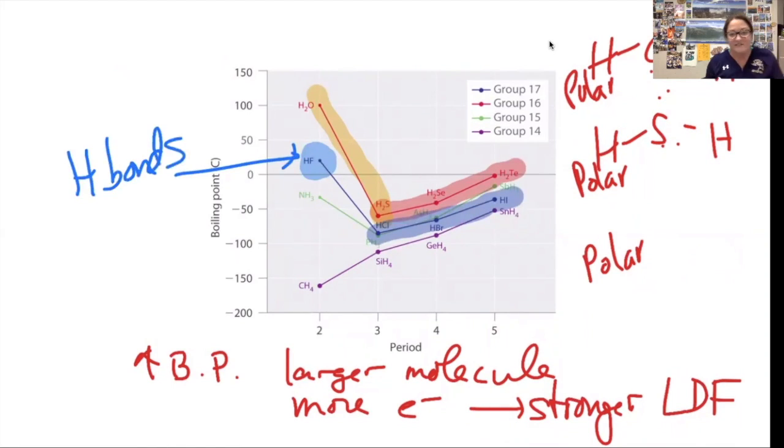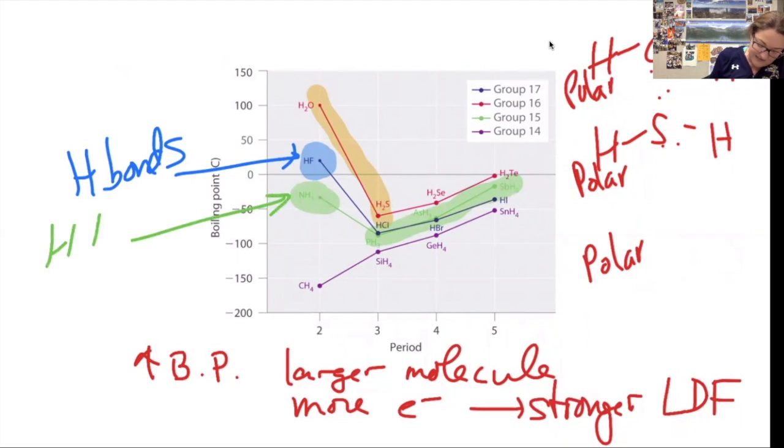We see the trend as well in nitrogen's column. I've kind of overwritten it a little bit here, so I'm going to do a little bit of erasing. If I look at PH3, AsH3, SbH3, as that molecule gets more total electrons, stronger dispersion force, but NH3 is out of proportionally high because it experiences hydrogen bonding.